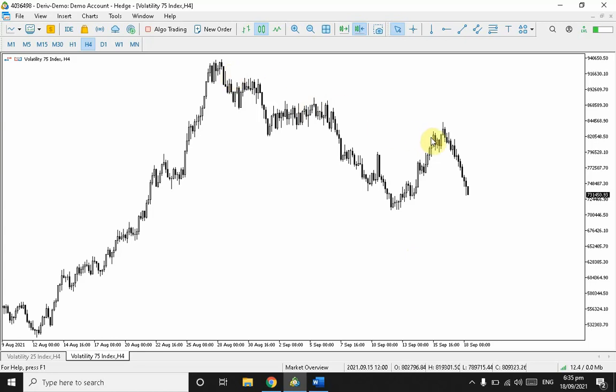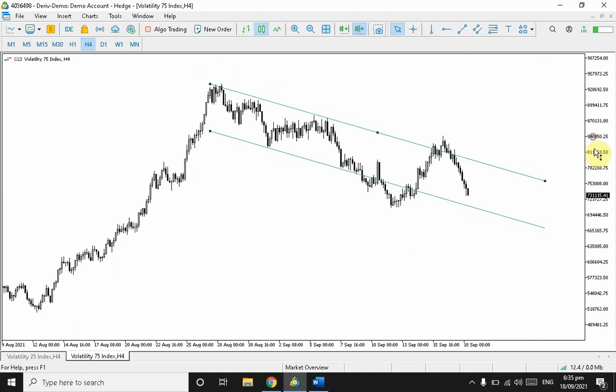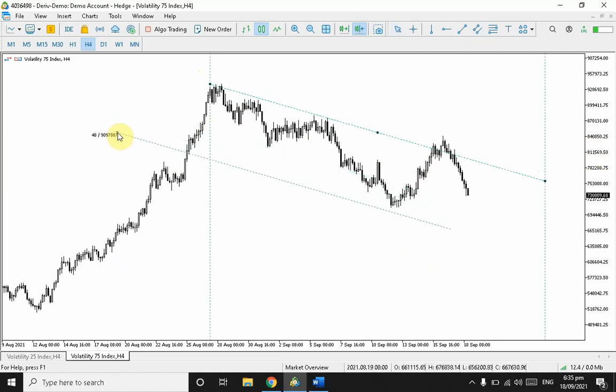It's a bull flag. Now let me show you what I mean. If you get your equidistant channel tool, you can see this is a bull flag. Guys, this is a bull flag, so you have to look for opportunity to trade this market.